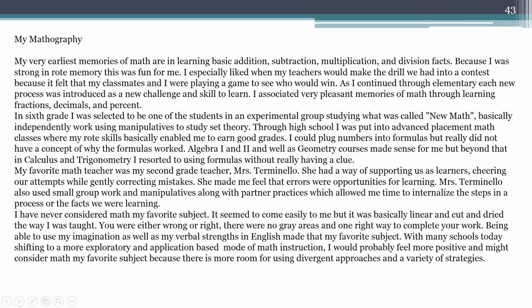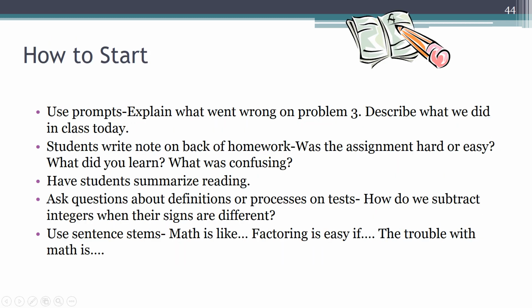So here's an example of a mathography. Just someone's story of their experiences with math. How to start? You can start small. What went wrong with problem 3? Describe what we did in class today. On the back of the homework assignment before they hand it in, what did you learn? What was confusing? Have students summarize something they've read. On a test, ask a question about a definition or a process. How do we subtract integers when the signs are different? We might use sentence starters. Math is like, factoring is easy if.